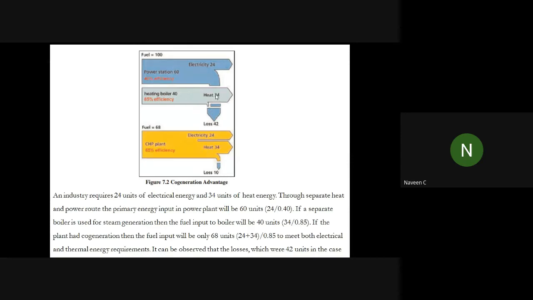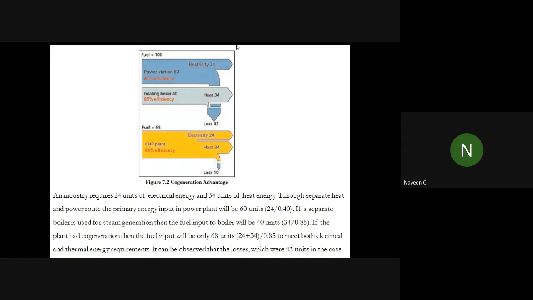Because we are taking the demand as our requirement: the demand is 34, so I need to give 40; I need to generate 24, so I need to give 60. So you see here, an industry requires 24 units of electricity and 34 units of heat energy, and I am giving 100 units of fuel. So what is the loss? The loss is 42, and the energy generated combined from power and heat is 58.